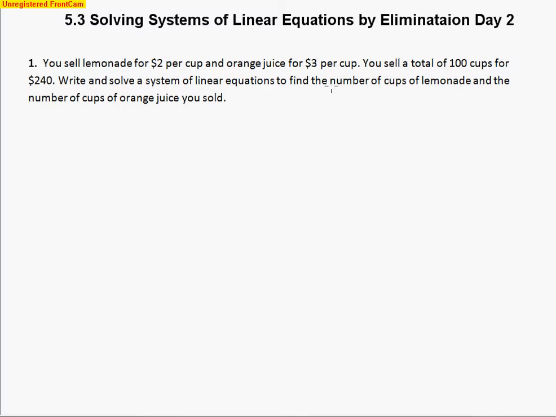We're going to try to find the number of cups of lemonade, and we're also going to find the number of cups of orange juice. So we had to define some variables. And so let's do this. Let's say L equals the number of cups of lemonade, and we'll go with J equals the number of cups of orange juice, OJ. And so what we're going to do is try to write an equation to match the other words that they have.